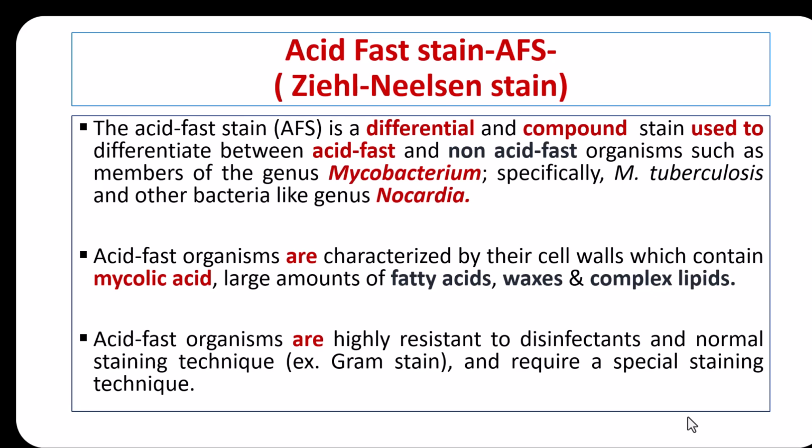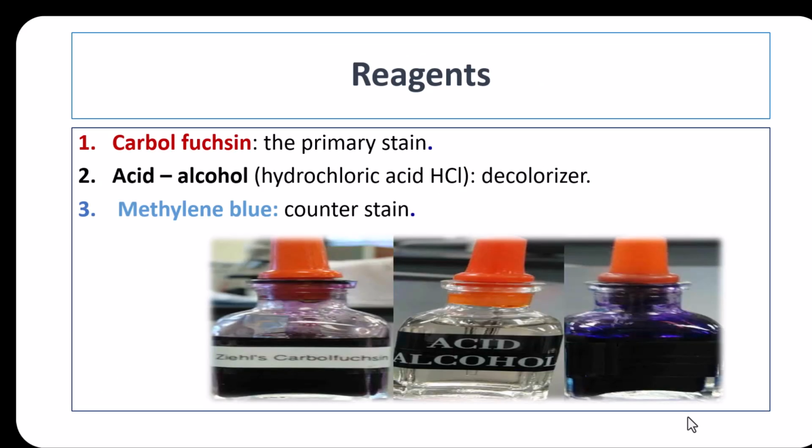under the microscope. In the acid-fast stain, we use 3 different chemicals because we use more than one reagent. This method is also called a combined stain. The first one is carbol fuchsin. This is the primary stain. It's red in color and enters the cell with the help of heat. The second one is acid alcohol.